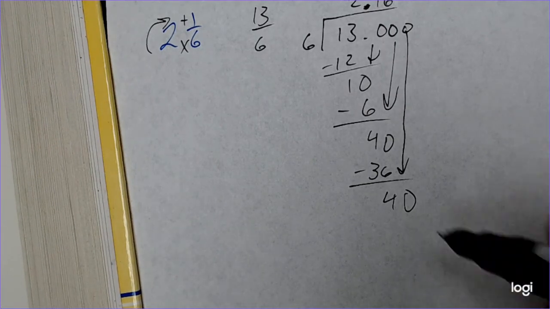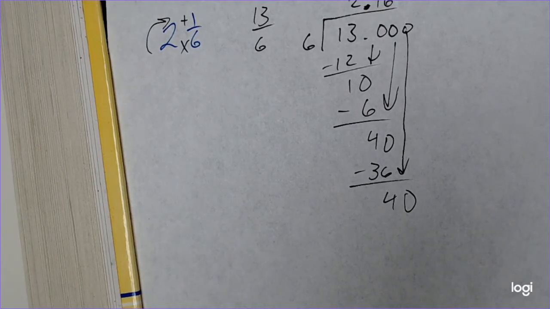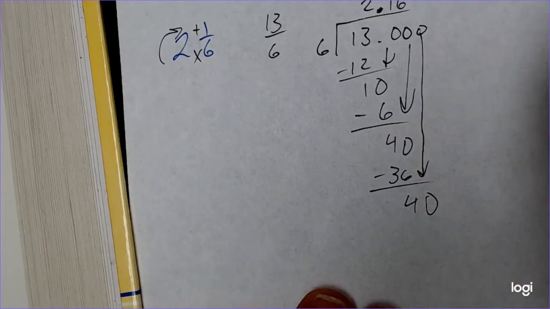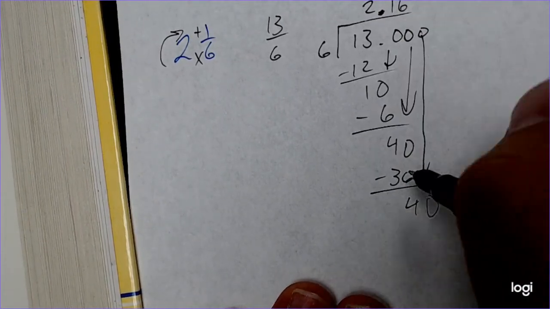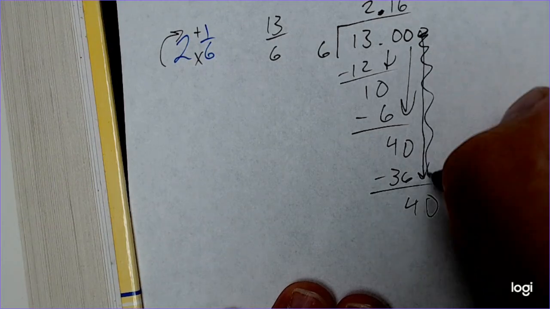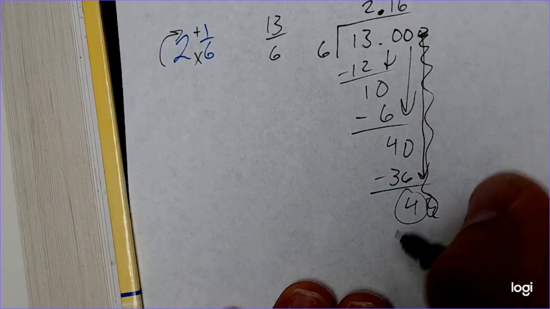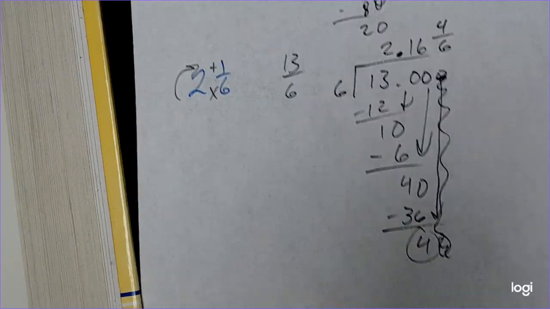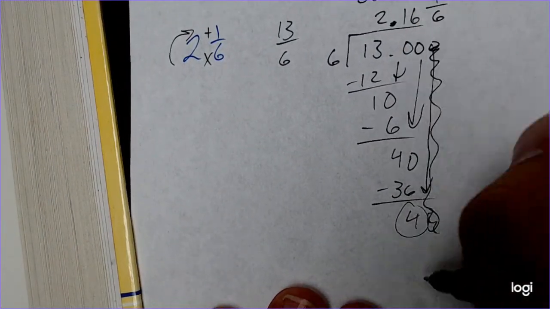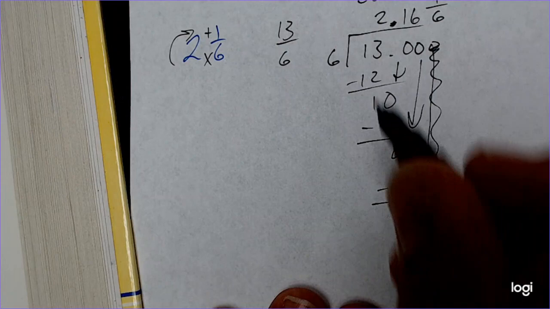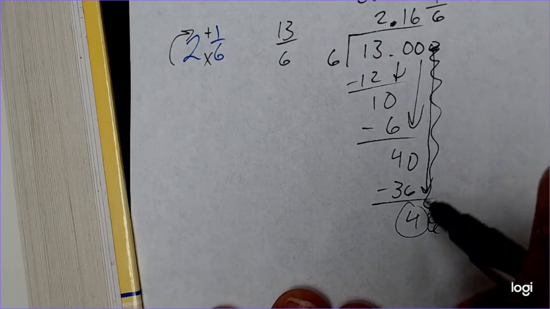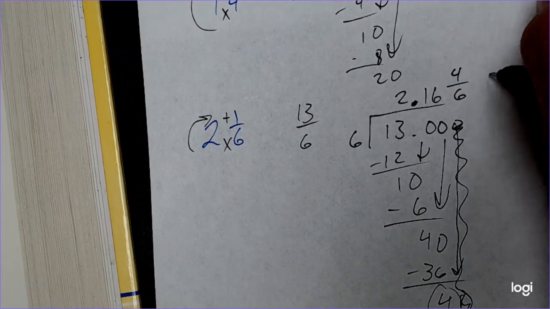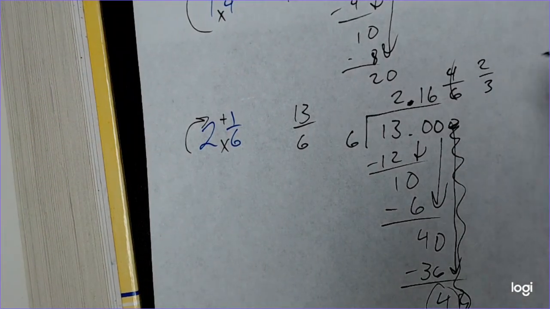Who remembers what we do in this situation? Well, if you remember what we do in this situation, once we get remainders that repeat, we just take this value and we write it as a fraction over our denominator. That's only if you get the numbers repeating, where you start that never-ending loop. If you start that never-ending loop, then you just take that number, write it as a fraction. 4/6 will reduce to 2/3.